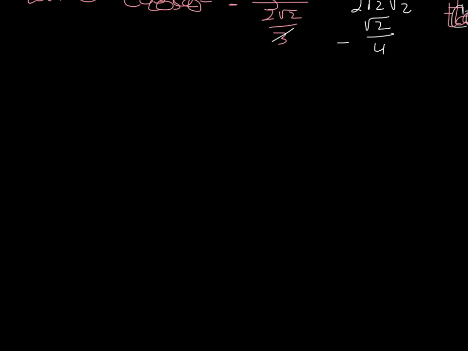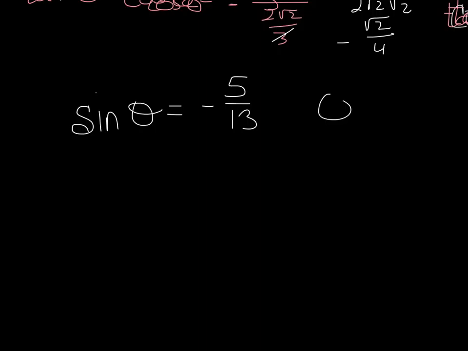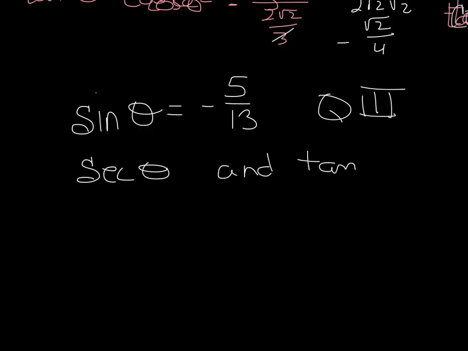Okay, the sine of theta is negative 5/13. And we are in quadrant 3. And I want to find the secant and the tangent. So what might we want to find first? Cosine.